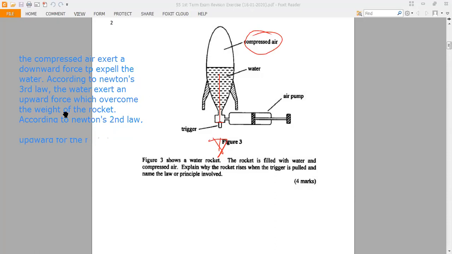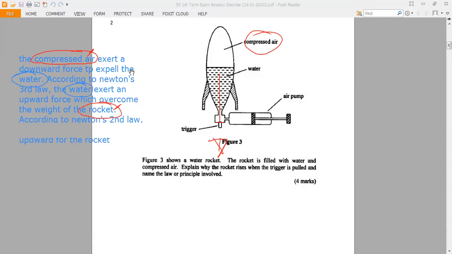Now let me do like this. This is the subject, and this is the object. At the same time, you may see that the subject-object will interchange. Okay. This rocket is including the compressed air. You may just treat these two as the same thing, right?